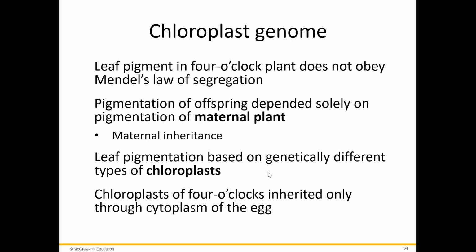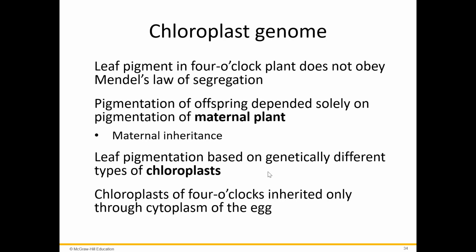Now, the leaf pigmentation in 4 o'clock plants does not obey Mendel's law of segregation, because the pigmentation of the offspring is solely dependent on the pigmentation of the maternal plant. If the maternal plant is green, then the offspring are going to be green. If the maternal plant is white, the offspring are going to be white. If the maternal plant is variegated, the offspring are going to be variegated. Like I said, this type of inheritance is based solely on maternal inheritance.